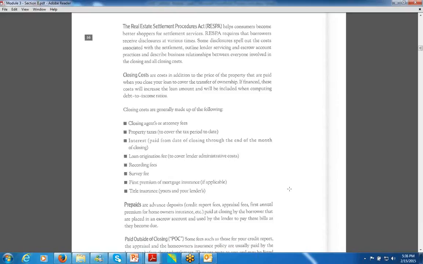You've probably heard this term and wonder exactly what that is. Those are the costs associated with executing the transaction. And let's take a look at what some of those costs are. The closing agent or attorneys, that escrow agent, typically that's paid for by the seller, but everything is negotiable. All closing costs 100% could be paid by the seller depending on your mortgage.